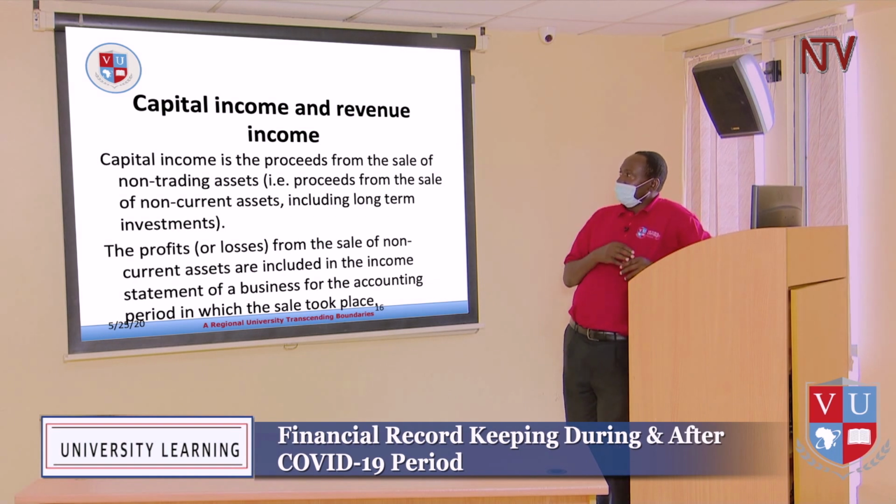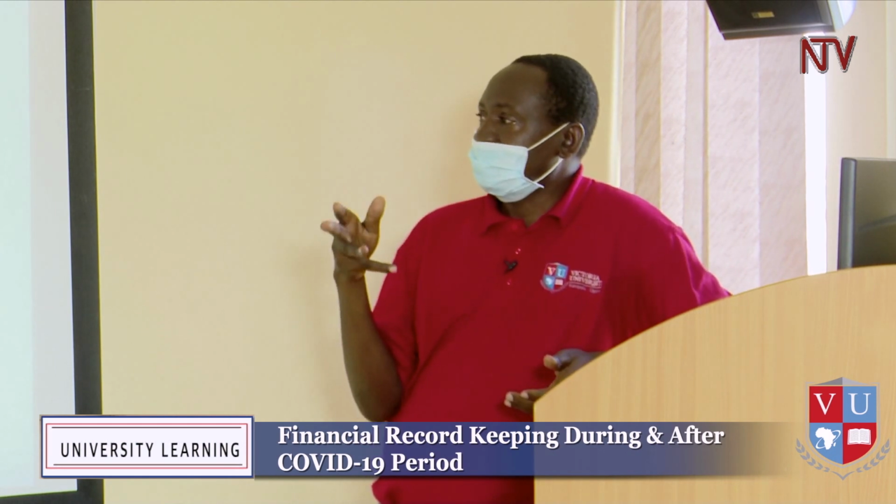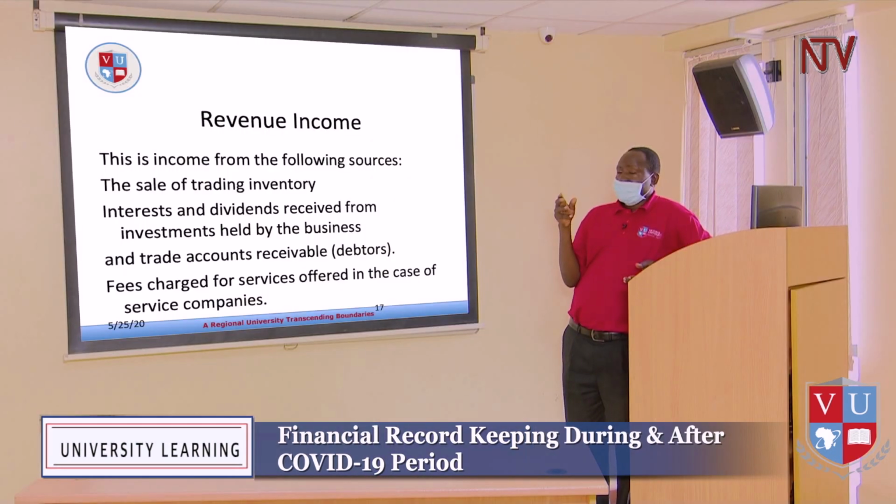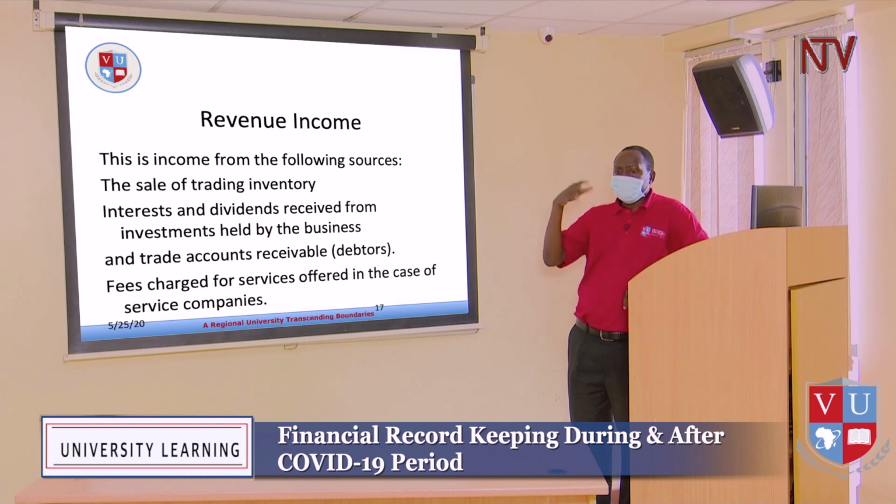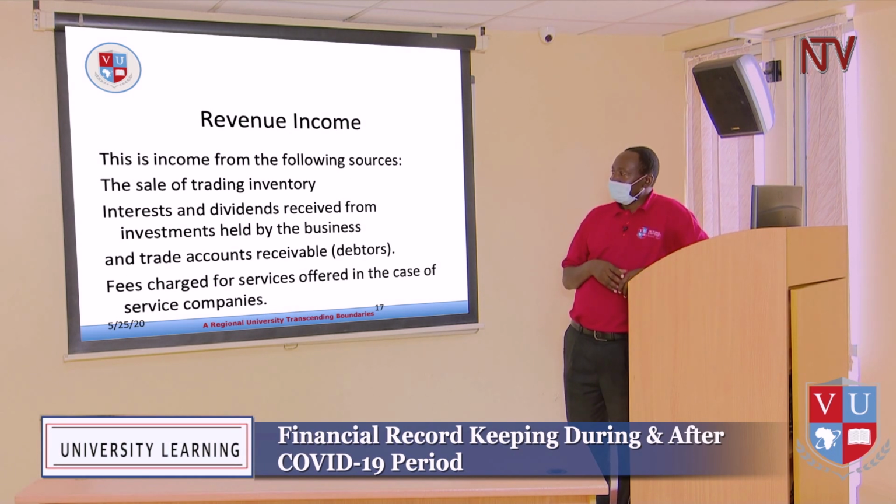Now, what comprises revenue income? A number of aspects comprise revenue income. The stock that you sell, whatever you are dealing in, when you sell, that's part of revenue income. But also you may be a company that has put your money in a fixed deposit account in the bank, and so you earn some interest. That interest is also part of revenue income, which you need to put in your income statement.